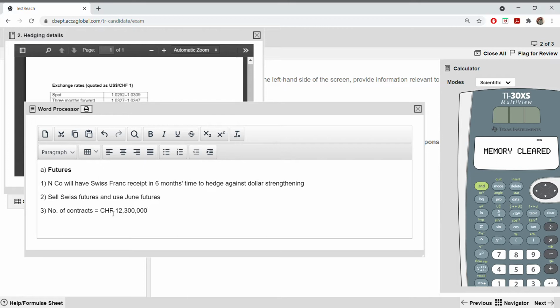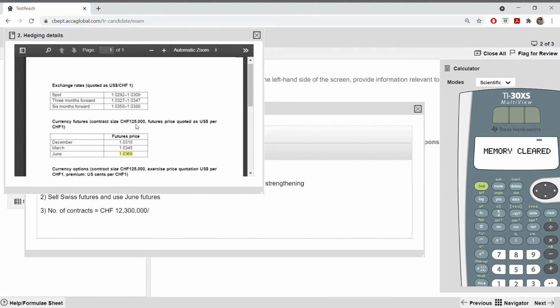Divide. There is no divide sign. This is the sign for divide. So divide. What is the contract size? If I open the contract size, it is 125,000. So 125,000 equal to, okay, I'm now going to use the calculator.